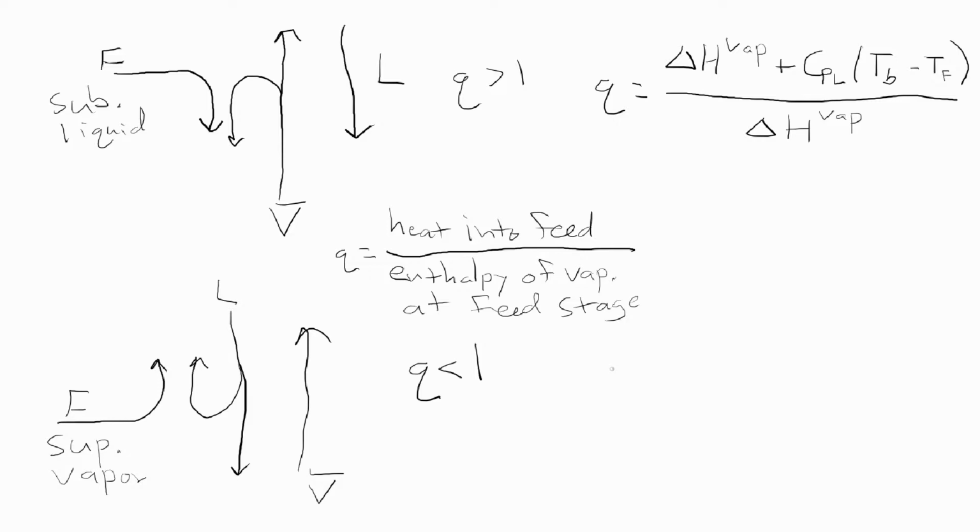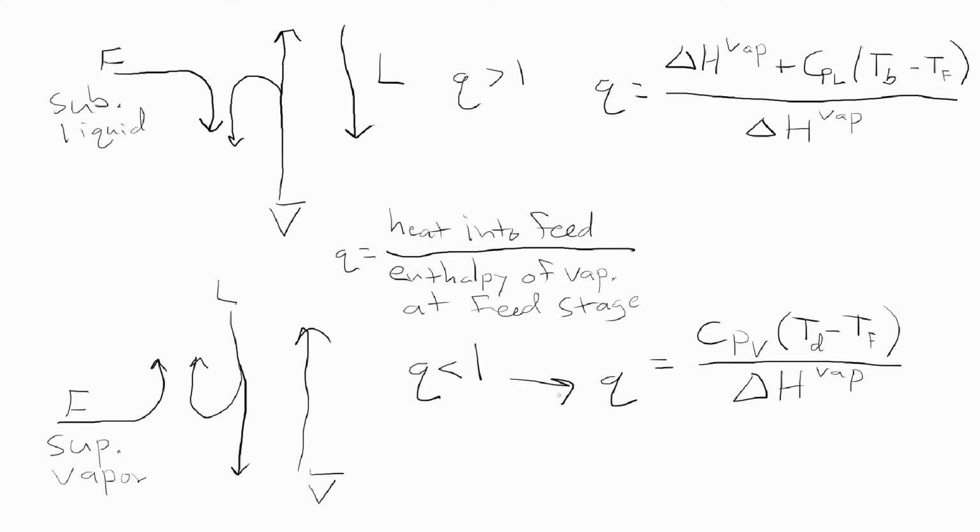For a superheated vapor, the amount of heat transferred into the feed will simply be the heat capacity of the vapor times the difference between the dew point and the feed temperature, all over the heat of vaporization. This expression will yield a Q value greater than 1. I'm sorry, quick error here. This isn't less than 1. This should be less than 0. This is going to be a negative Q value.